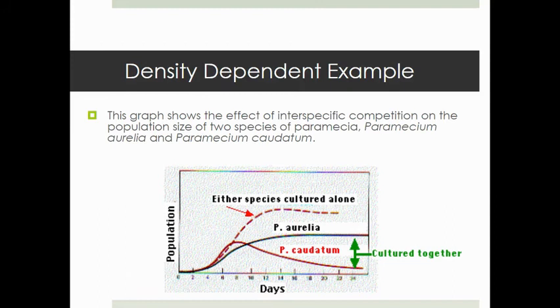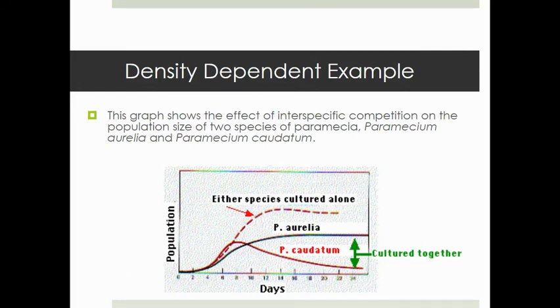Now here's a great example of a density-dependent factor being implemented. Here we have two separate species of paramecium. So these paramecium, if left alone, so if either species was cultured by itself, follows that logistic growth curve. It goes ahead, increases, and then once it hits the carrying capacity, it tends to level off. And that is represented by the dotted red line here.